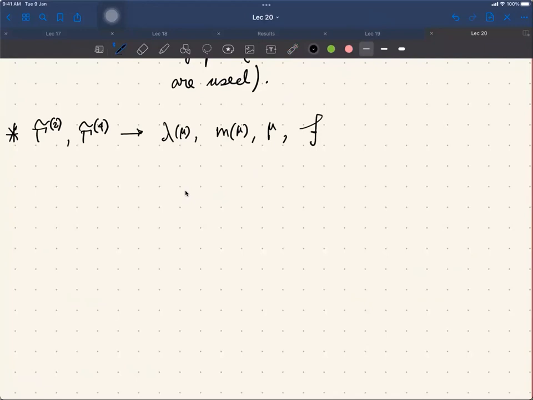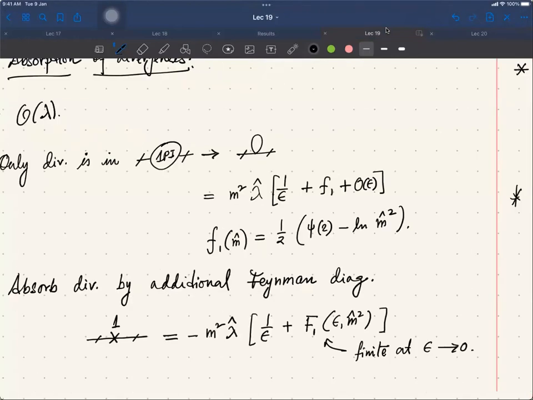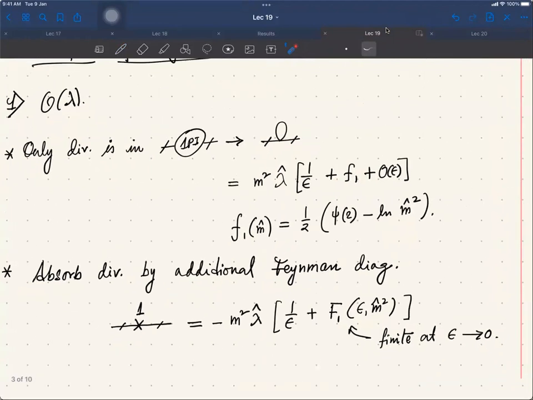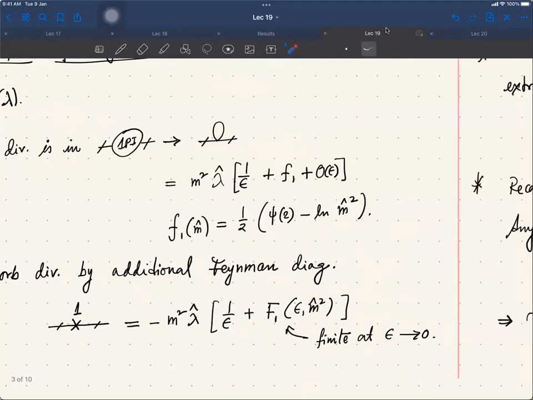Let us go back to the original calculations, where we see the finite terms coming out from the calculations of the loop diagram. So for example, in here we calculated the one loop diagram contribution to the 2-point function, the finite part of it, which is given by half psi 2 minus log m hat square. And then we introduce a counter term here, which is capital F1.